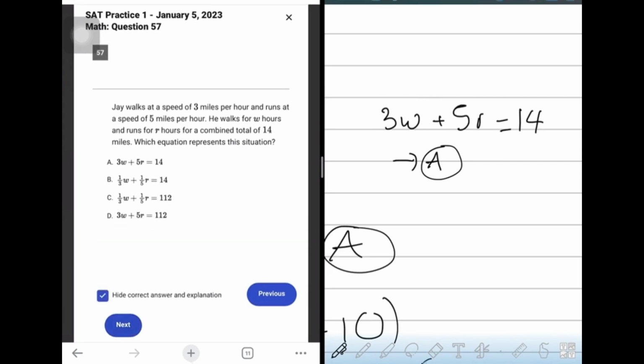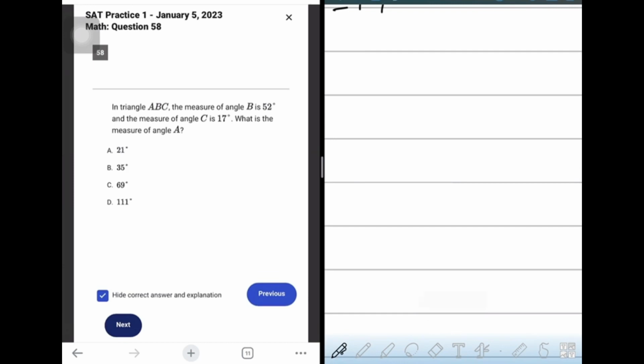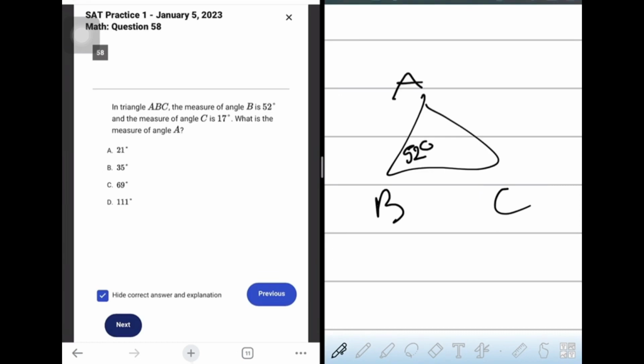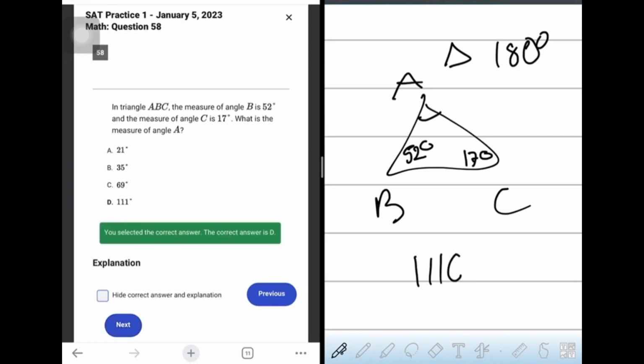Yeah, you see. Next, in triangle ABC, B is 52 and C is 17, and they ask about angle A. That one is easy because try to remember that the total degrees of a triangle is 180, so we take 180, minus 17 and minus 52, so the correct answer is 111, D. Correct.